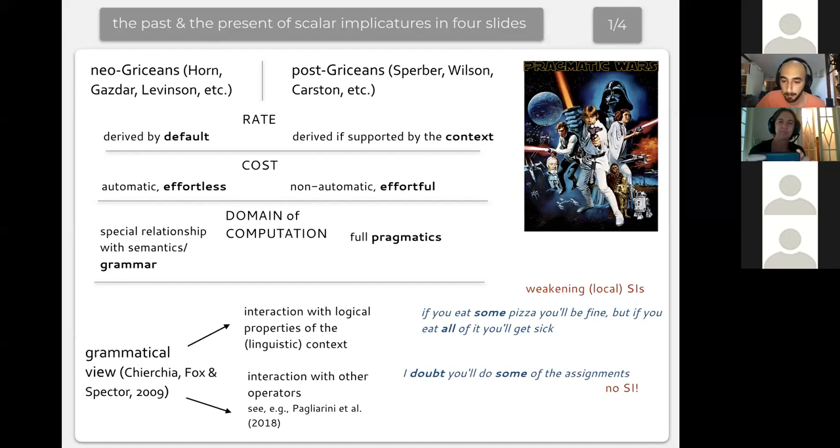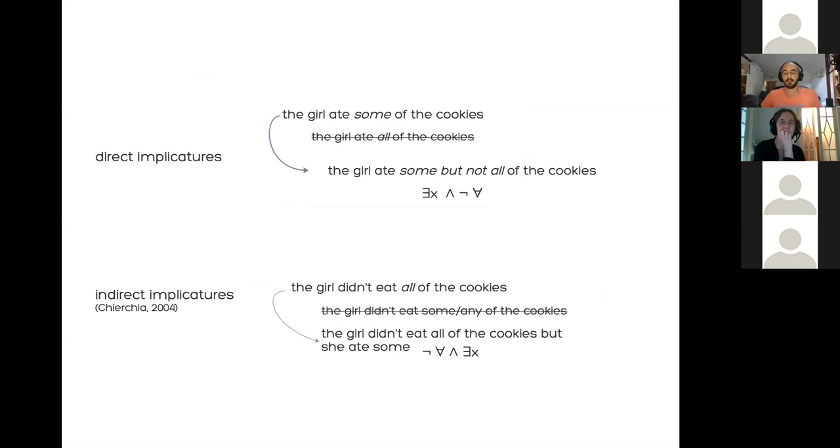Today, we are going to talk about the interaction between scalar items and a negative environment. Like if you have a sentence like, for instance, "I doubt you'll do all of the assignments," you sort of infer that I believe that you will do some of the assignments. So this is a case of understudied implicature, which has been defined as indirect implicature.